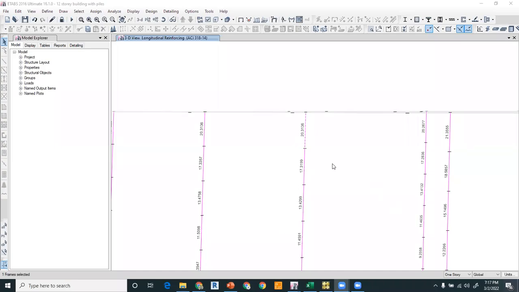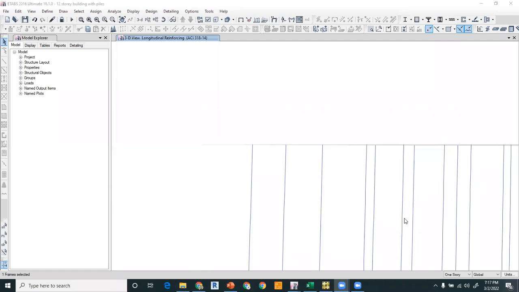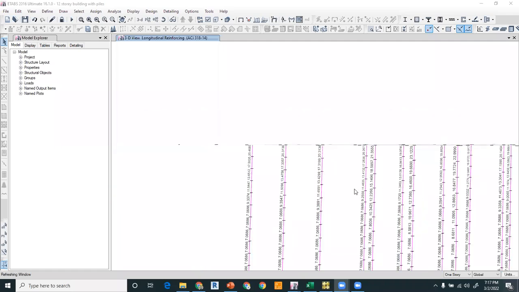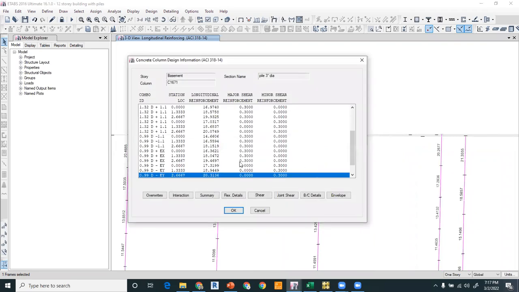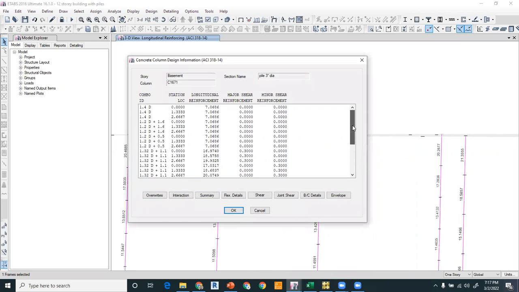So let us resume that this is the design for the piles. If you want to include the earthquake forces in the design of the piles, then you must include the earthquake combinations. For example, let me right click on this pile, and you can see it is designed for all of the load combos, right? And if you want to design it only for the gravity, which is 1.2D plus 1.6D, and then the longitudinal reinforcement is 7, which is 1%.